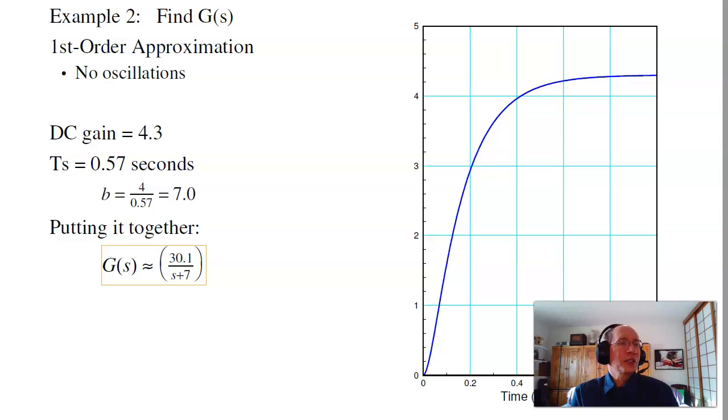I'd also let you go backwards. Given the step response, find the transfer function. Again, this looks like a first order system. There's no oscillations. So I know it's in the form of A over S plus B. The DC gain is 4.3. The settling time is ballpark 0.53 seconds, 0.57, somewhere in here. That tells me the pole is 4 over the settling time, about minus 7. There's G of S. And notice when you find G of S, I miss the fast poles. All I capture are the dominant poles.